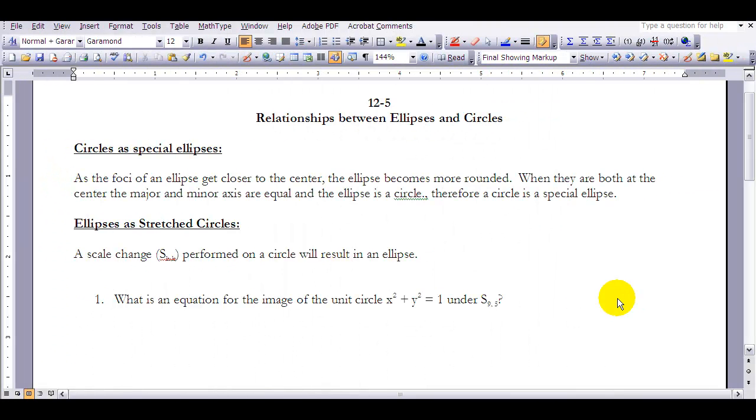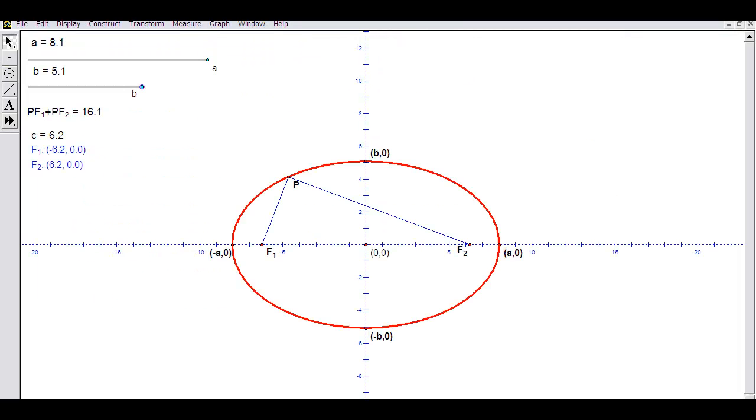Notes for 12.5, relationships between ellipses and circles. We've touched upon this a little bit in class, that there's definitely a strong connection between circles and ellipses. What we'd like to do is strengthen that connection. So I'd like to start by looking at an ellipse on a graph.